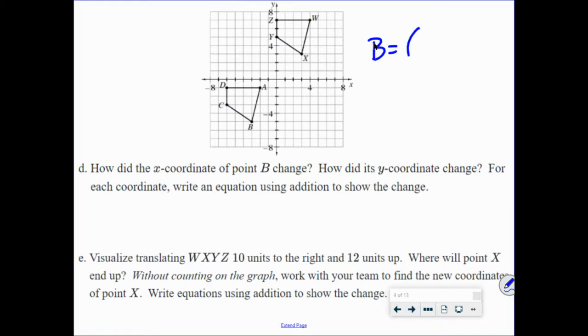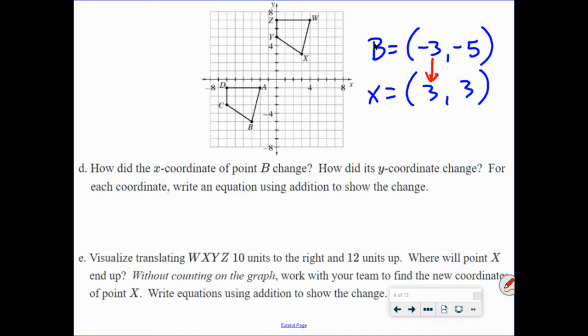B, again, was -3, -5, and X was 3, 3. And the question is, what did I do to the first coordinate to get the second coordinate? What did I do to -3 to get to +3? How much do I add?